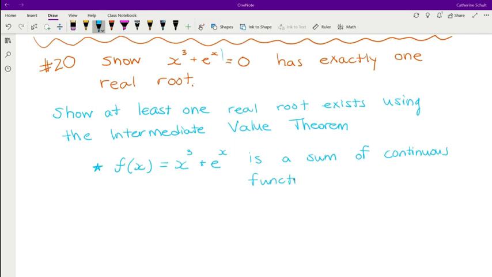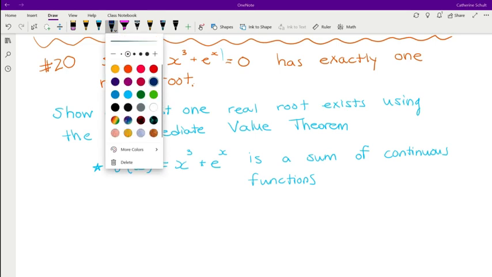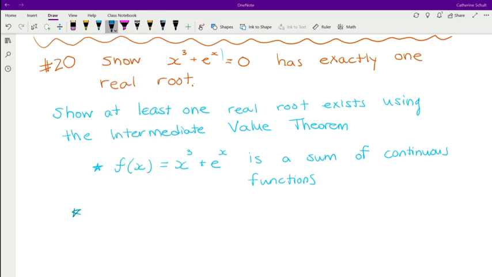You also have to show, if we want to show that this is equal to 0 at some point, we have to show that f of x can be negative and f of x can be positive. Okay? And so for the next part, I'll use a darker blue. Okay, we have to show that f of x can be positive and f of x can be negative. All right, well, e to the x is always positive.